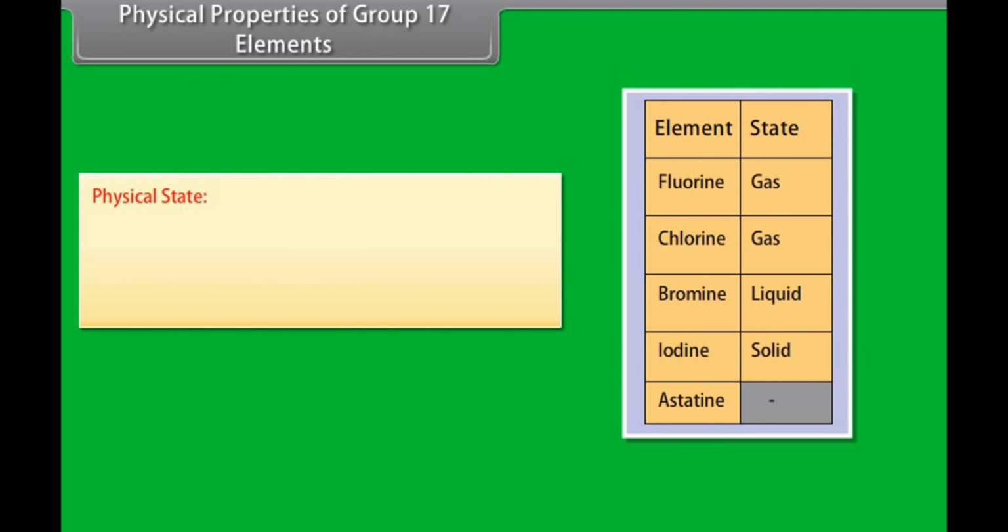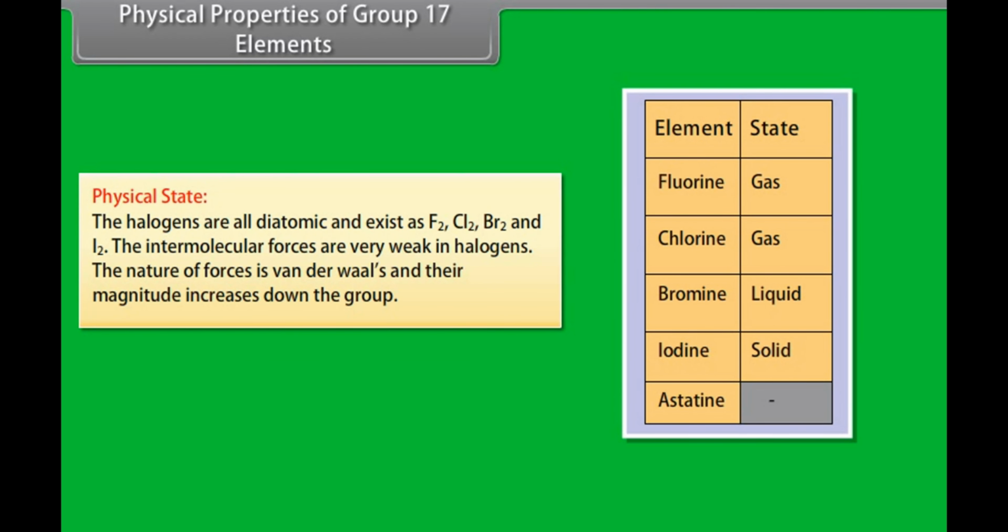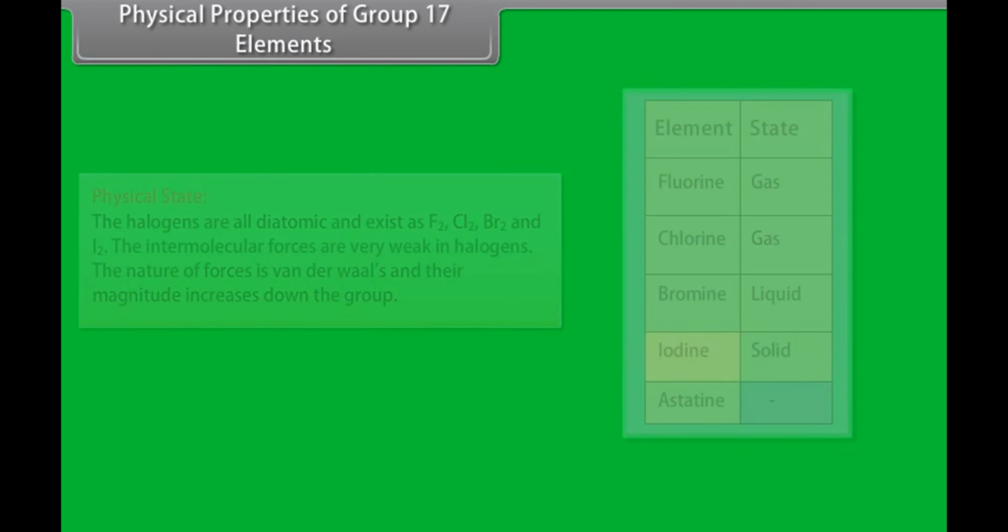Physical state. The halogens are all diatomic and exist as F2, Cl2, Br2, and I2. The intermolecular forces are very weak in halogens. The forces are van der Waals forces and their magnitude increases down the group. Thus, F2 and Cl2 are gases, bromine is a volatile liquid, and iodine is a volatile solid.